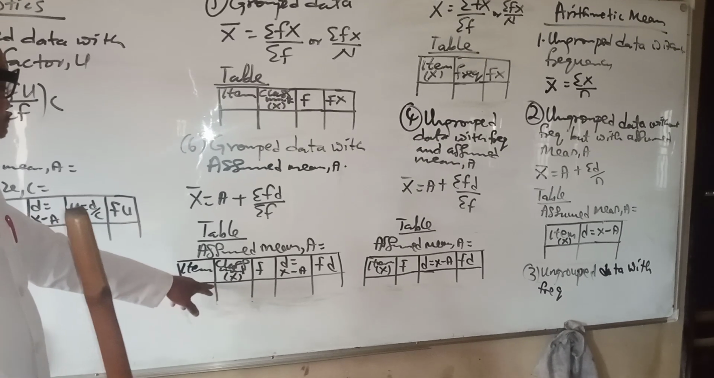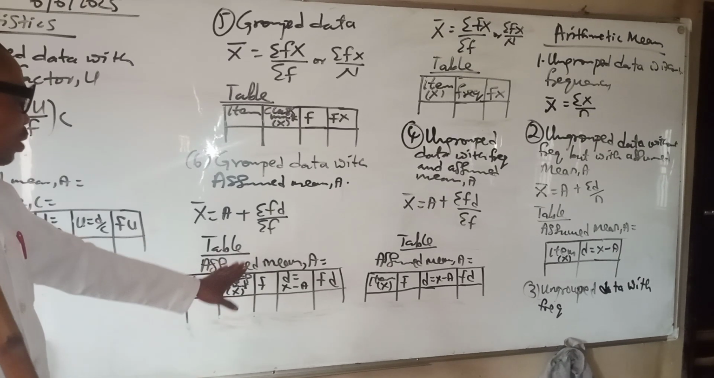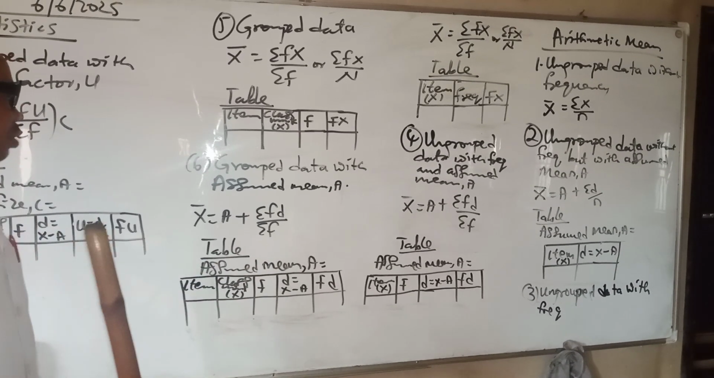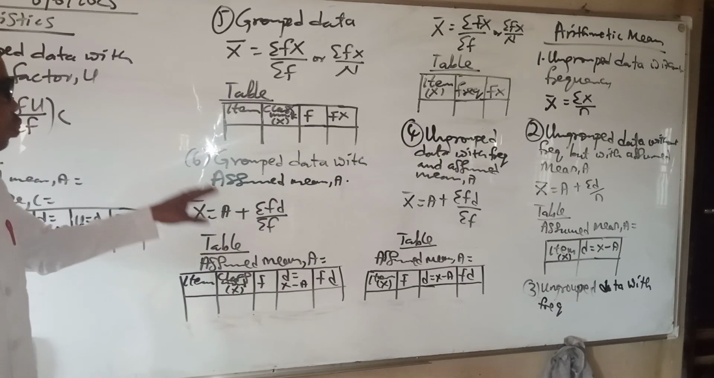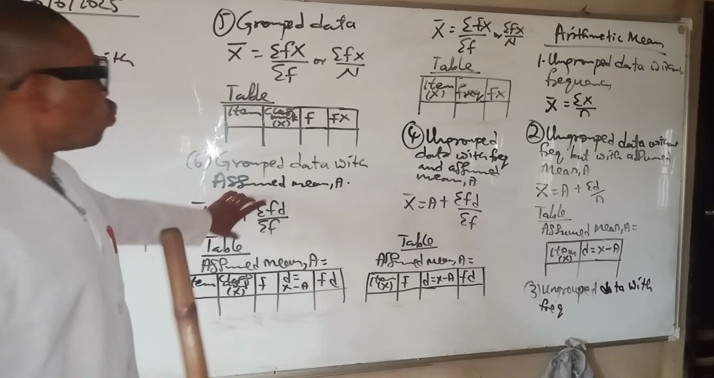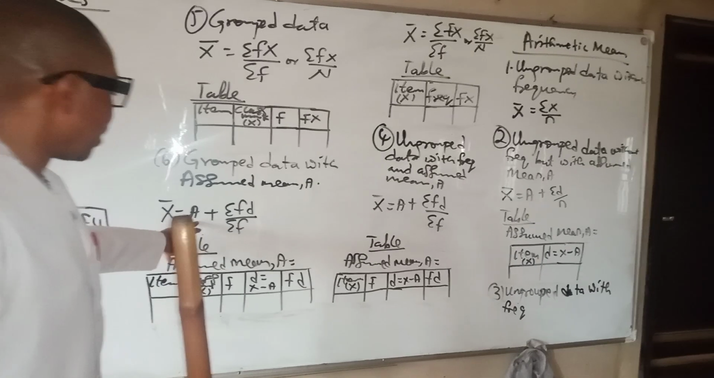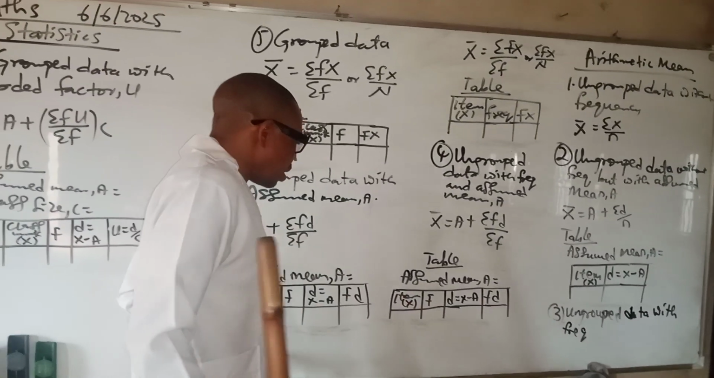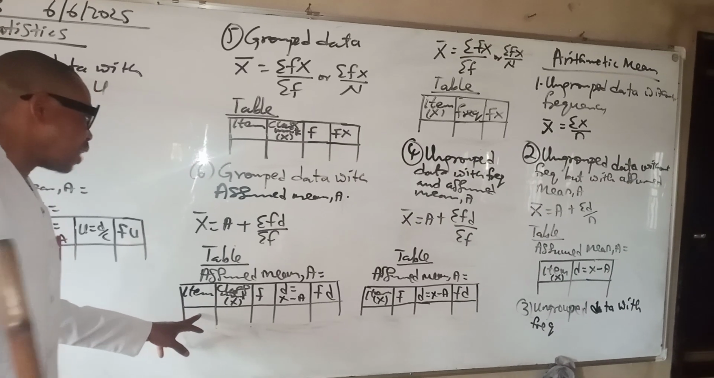We obtain the class mark by upper class limit plus lower class limit, divided by 2. That is how we get class mark. In our calculation, we are going to see them. So this is for grouped data with assumed mean. It equally has the same formula as ungrouped data with frequency and assumed mean. They have the same formula but with different tables. This one is increased by 1 because of class interval.